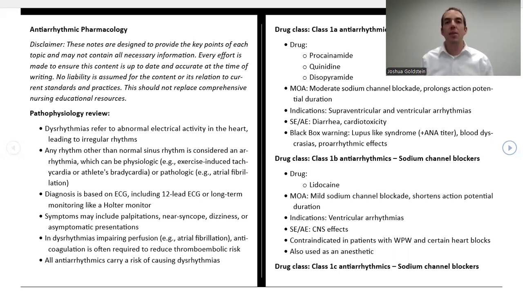And the class 1A antiarrhythmics have a black box warning, multiple of them. One is that they can cause lupus-like syndrome, one is that they can cause blood issues, and one is, like we already said, that it can cause dysrhythmias, which is going to be common to almost all of these.